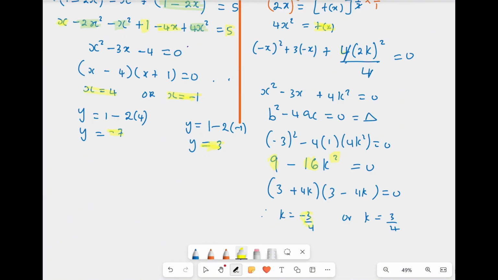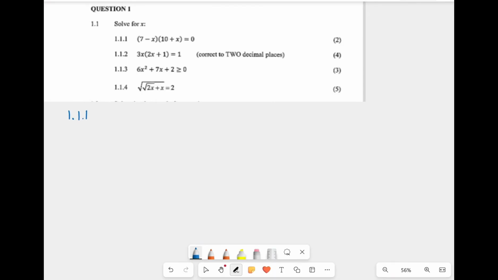Now, let's move to the next paper, another 24 marks. 1.1.1, we are given 7 minus x multiplied by 10 plus x is equal to 0. Again, we can see that the product, because we are multiplying, is equal to 0. So if the product is equal to 0, there's no need to multiply out the bracket. That means 7 minus x is equal to 0, or 10 plus x is equal to 0.